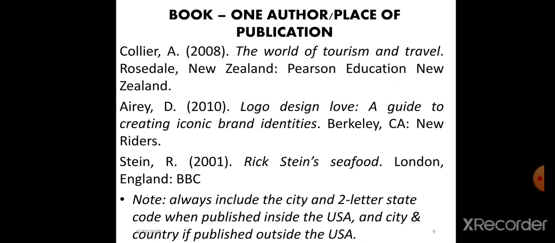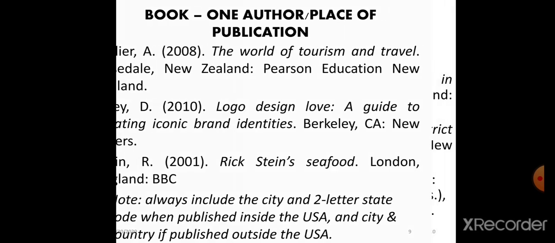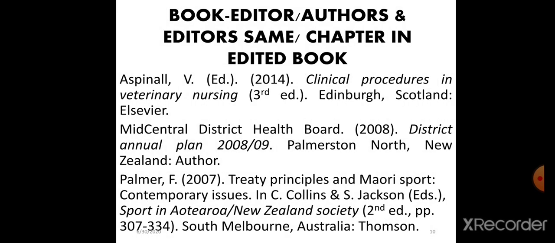Similarly, you can see the second and third ones, where the same sort of information is given. Note: always include the city and two-letter state code when published inside the USA, and the city and country if published outside the USA. Book, editor, authors, and sometimes chapters in an edited book.